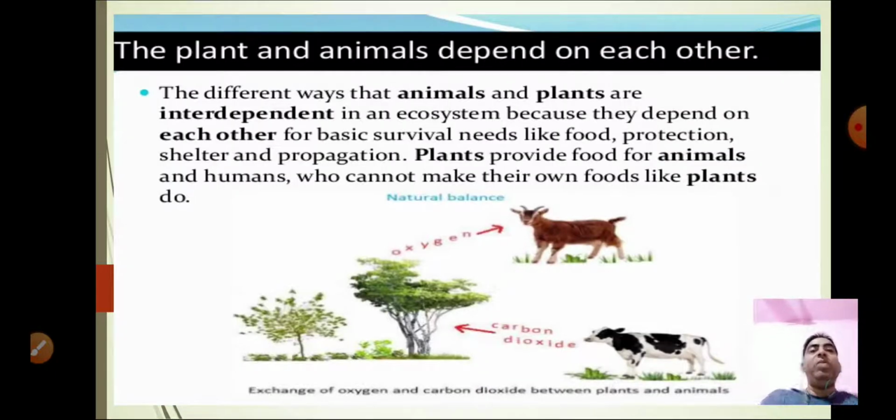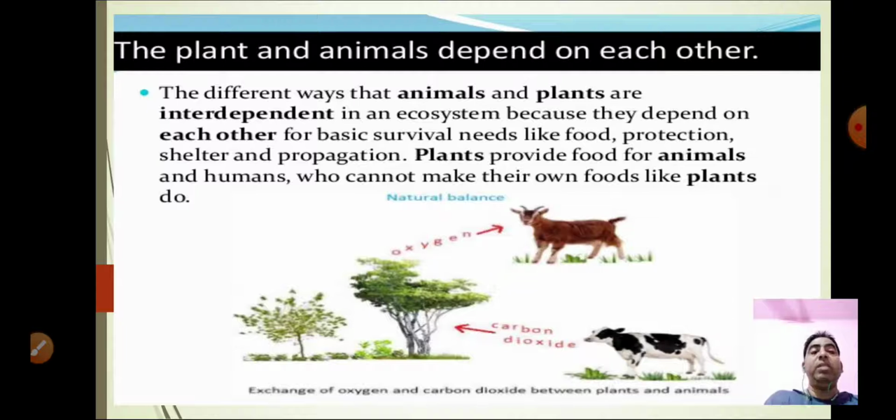So now we are coming to how plants and animals depend upon each other. The different ways that animals and plants are interdependent in an ecosystem, because they depend upon each other for basic survival needs like food, protection, shelter and propagation. Plants provide food for animals and humans who cannot make their own food like plants do. So animals and human beings totally depend upon the plants.